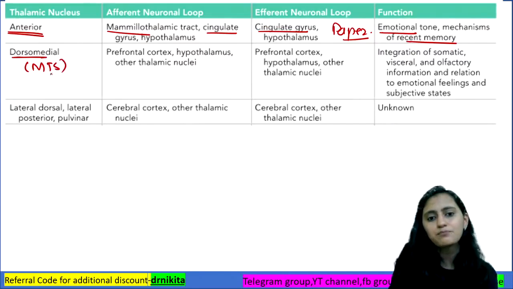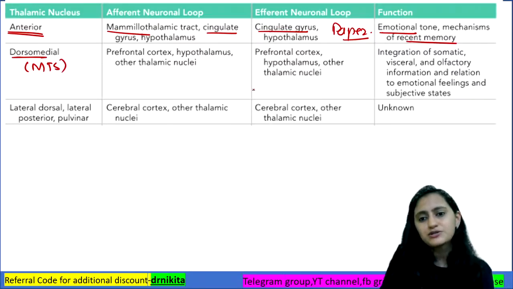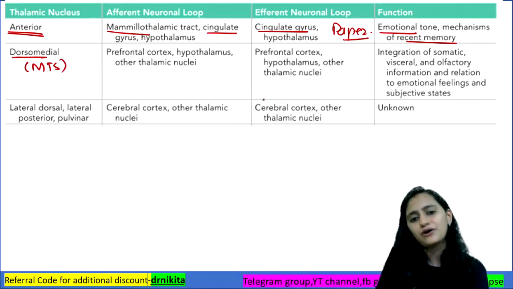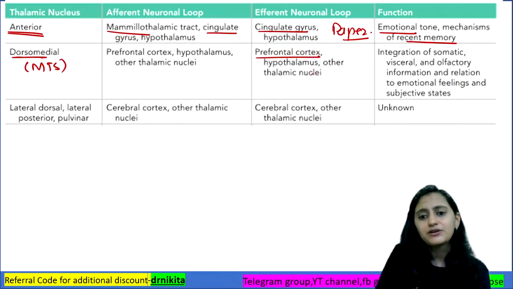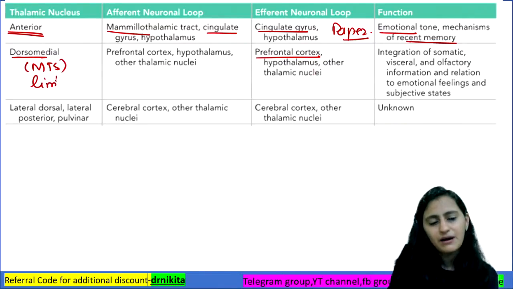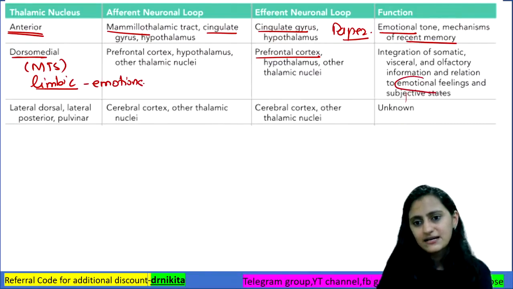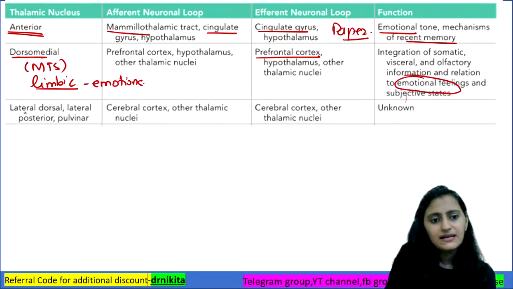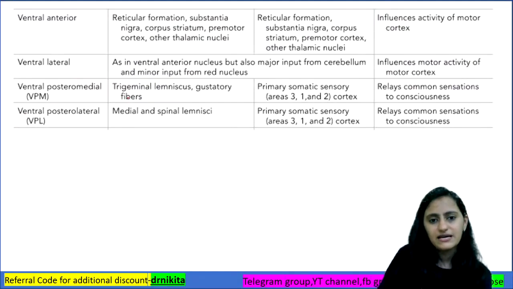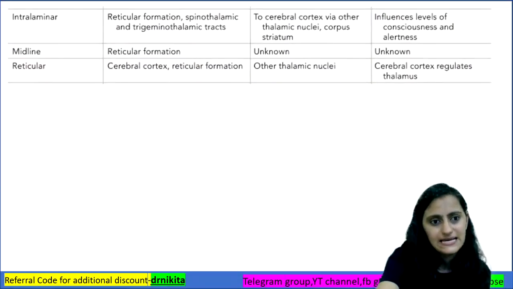Dorsomedial, so medial temporal sclerosis. It is related to your amygdala and all of those. It goes to the prefrontal cortex, right? In dorsomedial, you have to remember the amygdala, that is the limbic system. It also controls the emotions, right? Emotional feelings, very important here. Lateral dorsal and so on are not important. Ventral we have already seen.